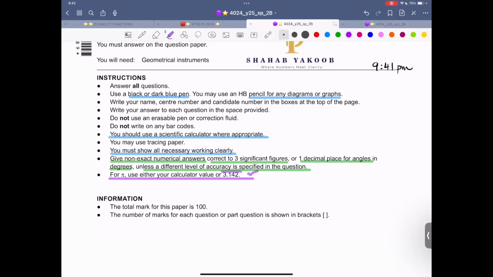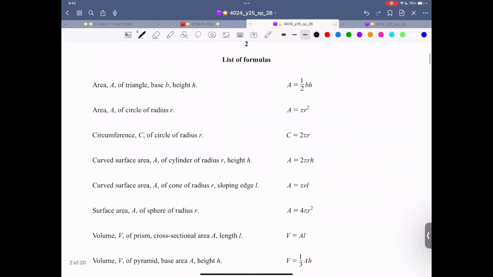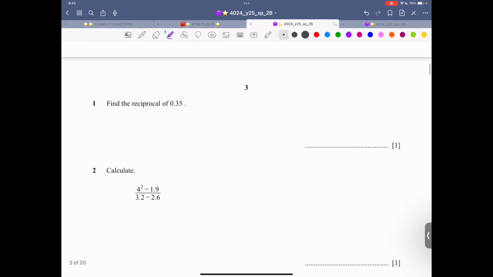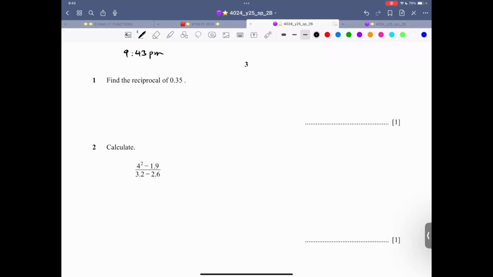I prefer using 3.142. Why? Because it's already in 4 significant figures. So that's the safest thing that you should use. So now 1 minute for reading it out. Then there is a list of formula which you people will be having from this session onwards. All the relevant formulas are over here. So 9:43, now I'm starting this paper, 9:43 p.m.